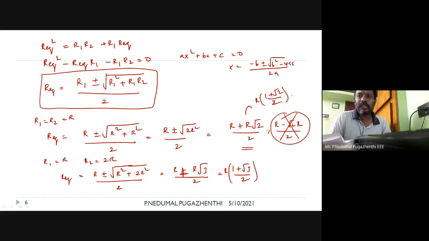Any doubts so far in this problem, in these particular definitions or information? Hello, people. Or if you want me to repeat any of the steps from the previous slide or this slide?